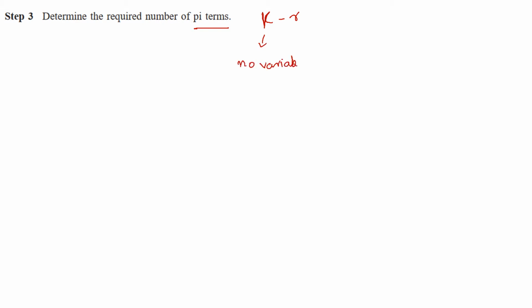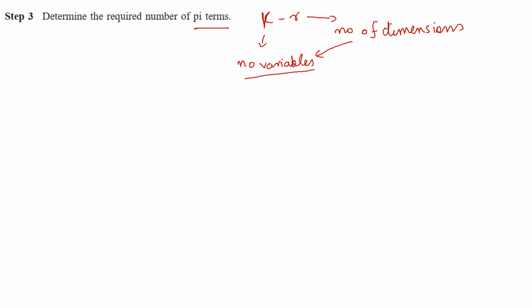In step 3, we need to determine our pi terms, and to do that we need to use the Buckingham pi theorem. The Buckingham pi theorem tells us that the number of pi terms will be equal to k minus r. Here k is the number of variables that are involved in a particular experiment, and r is the minimum number of dimensions that are required to represent these variables.